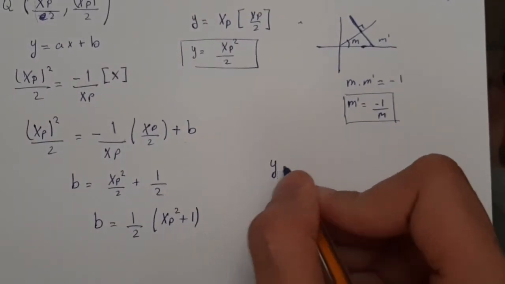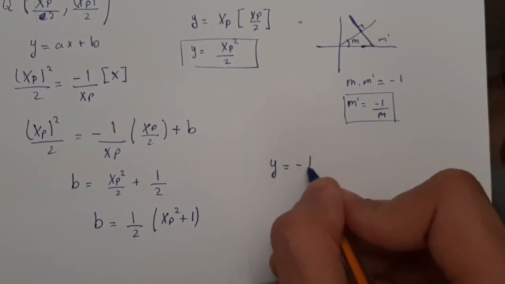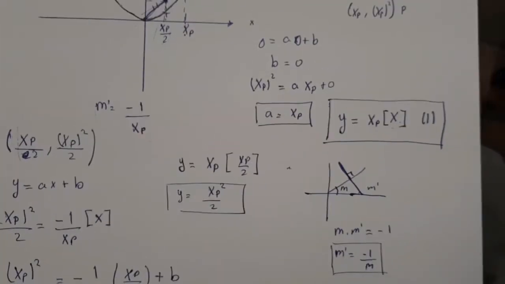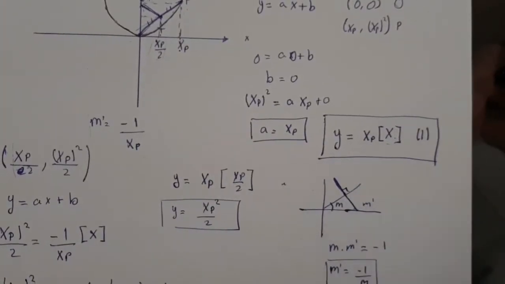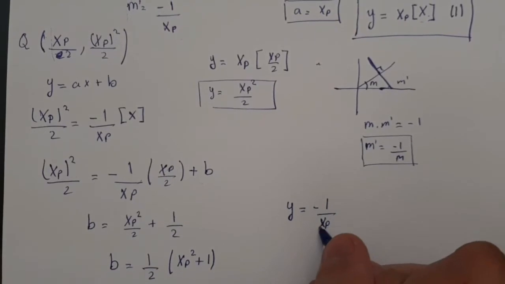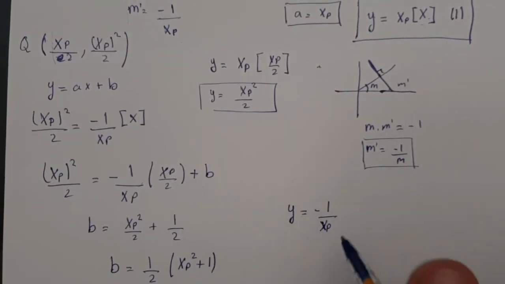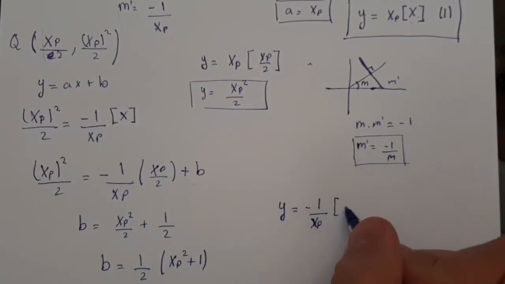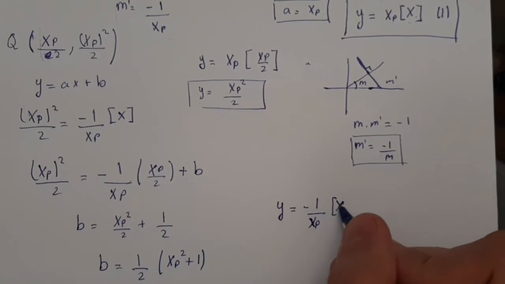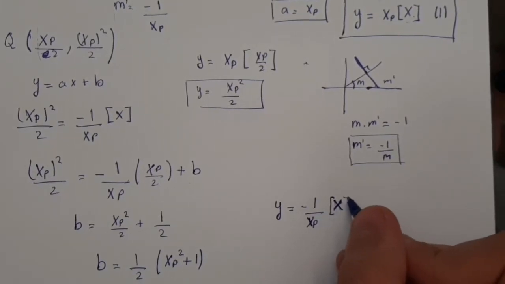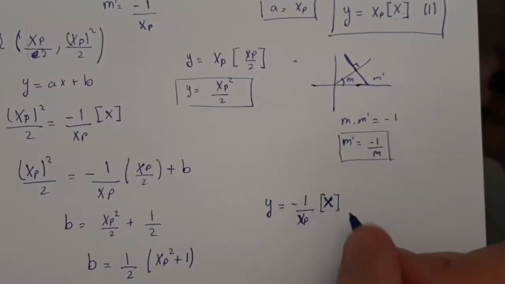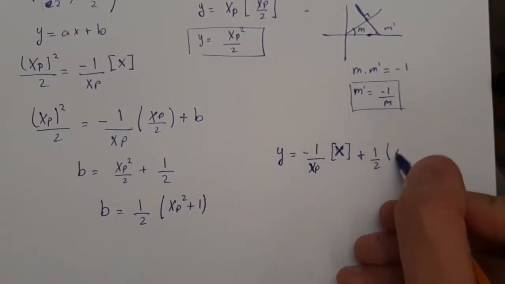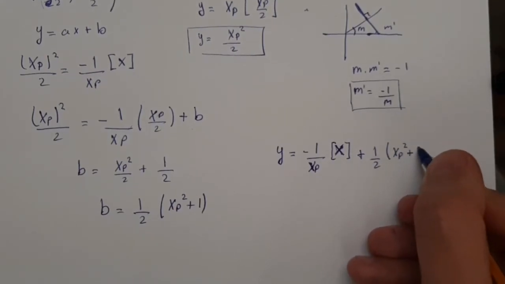So y is equal to minus 1 divided by xp, because remember this was our linear coefficient, because our linear coefficient for the first one is xp, so it is perpendicular, multiplied by x. It can be any x, so that you know that this is any x, plus b. b is 1/2 multiplied by xp squared plus 1.